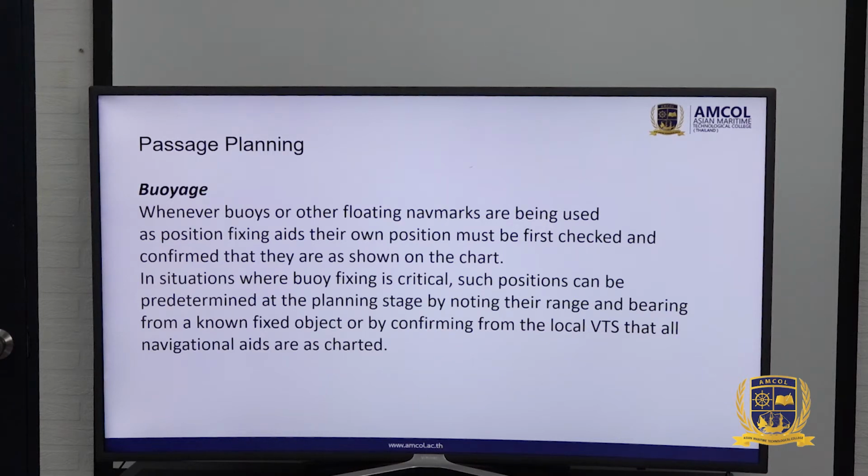But you cannot rely on the buoys or the channel, because sometimes the buoys may be moving out of their positions. So that becomes critical. In a situation where buoy fixing is critical, such positions can be predetermined at the planning stage by noting their range and bearing from known fixed objects. Yes, you can verify the buoy's position by using another reference point, or by plotting your ship's position and then verifying whether the buoy is in position or not. And even the local traffic control system will be able to help you.